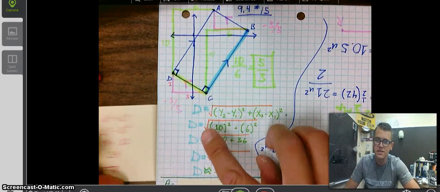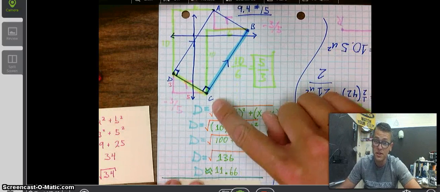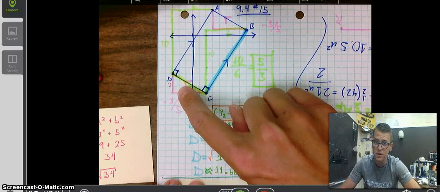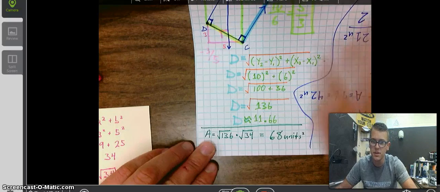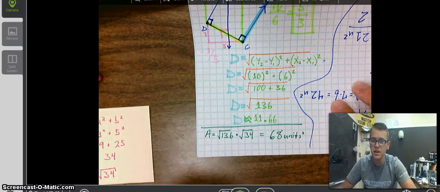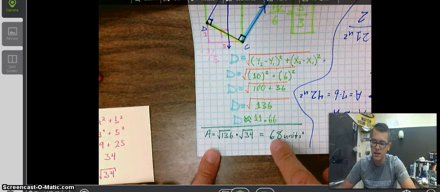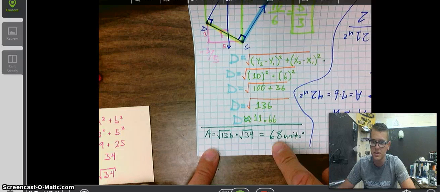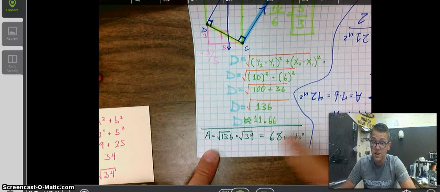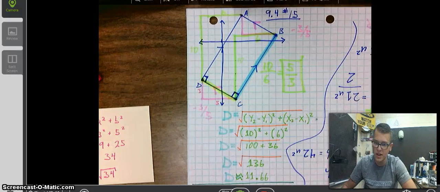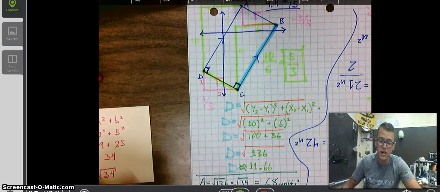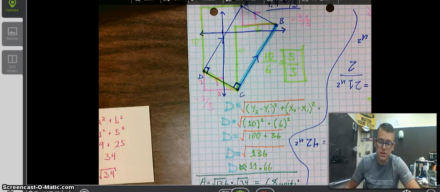So now I see that this length is radical 136, and this length is radical 34. So what happens if I just multiply those two values with each other? Well, radical 136 times radical 34 gives me a perfect integer of 68 units squared. So Colin, that would then be the area of this rectangle is just 68 units squared. Hopefully that helps you in trying to determine what the shape is.